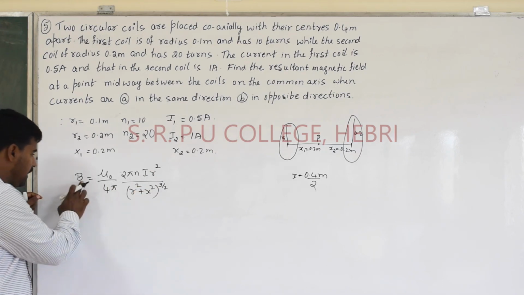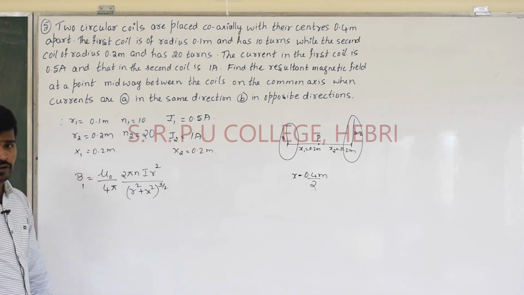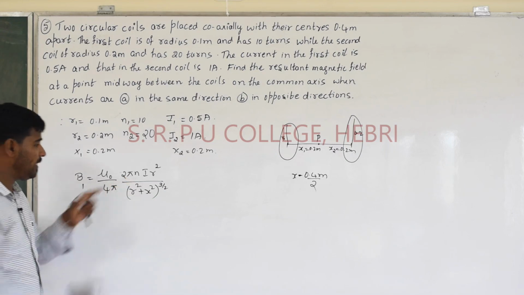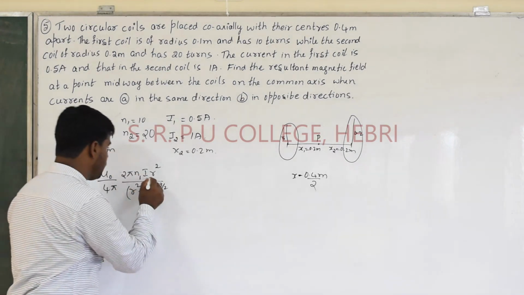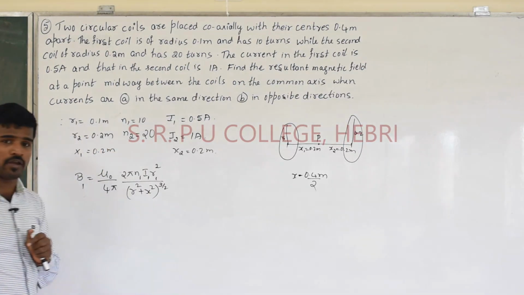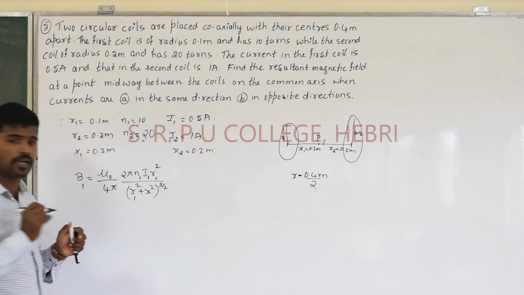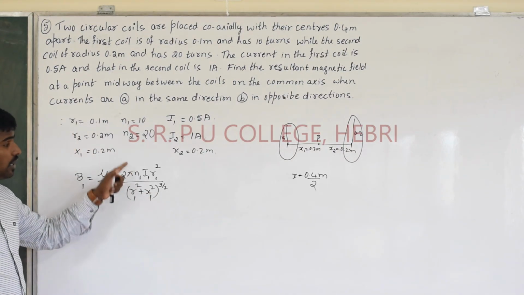For the first coil we find the magnetic field B1. Mu naught divided by 4 pi is a constant. 2 pi, the number of turns in the first coil is N1, the current in the first coil is I1, the radius of the first coil is R1, so we use R1 square, and the x value will be x1 square. All the values are known.